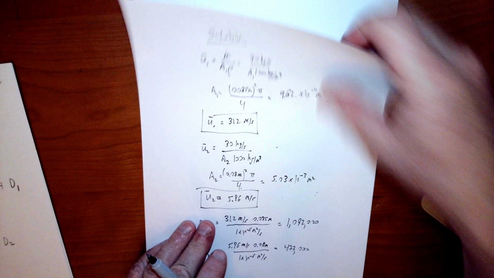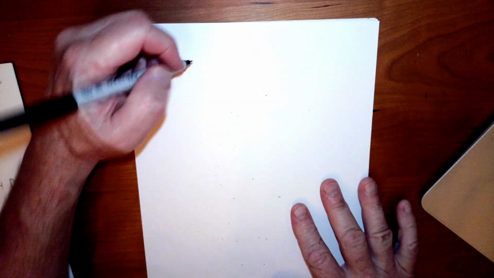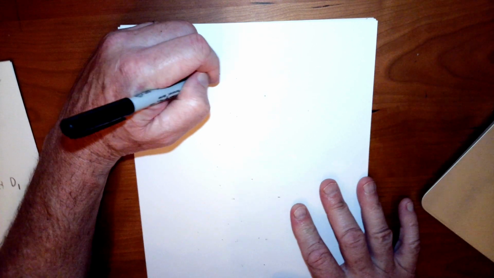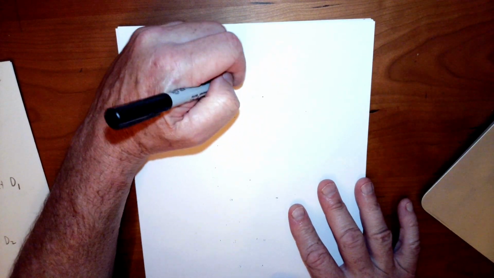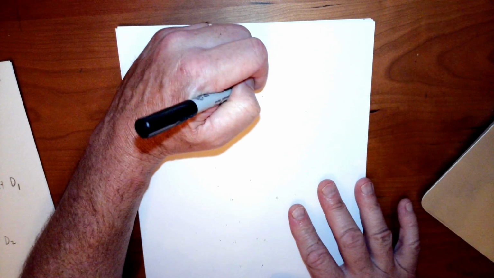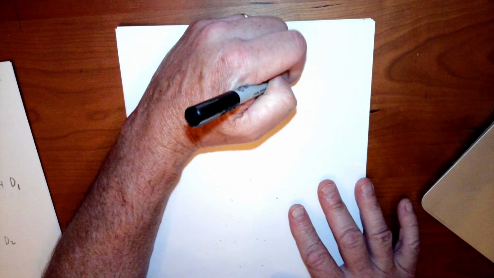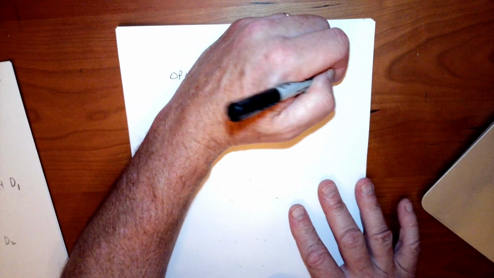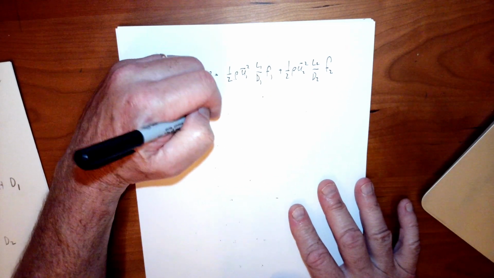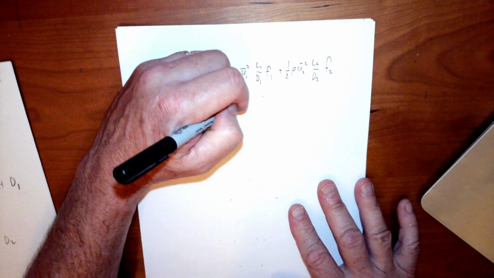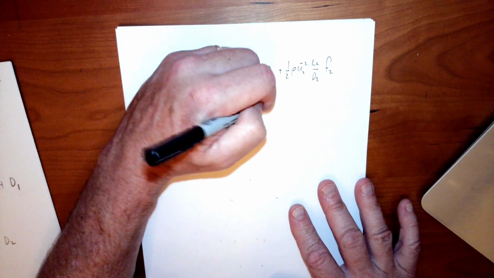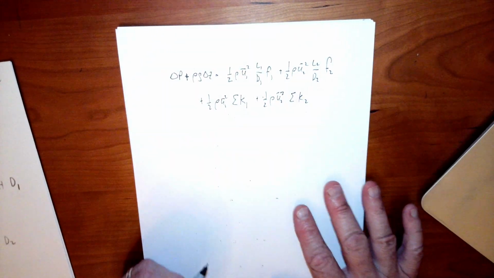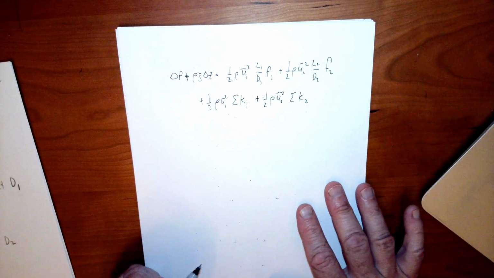So our formula for turbulent pipe flow that has multiple diameters is delta P plus rho g delta Z is equal to 1/2 rho U1 squared times L1 over D1 F1, plus 1/2 rho U2 squared times L2 over D2 F2, plus 1/2 rho U1 squared times the loss coefficients related to diameter 1, plus 1/2 rho U2 squared times the loss coefficients related to diameter 2, the sum of all those loss coefficients related to 1 and 2.